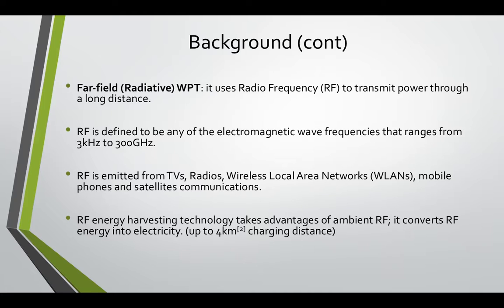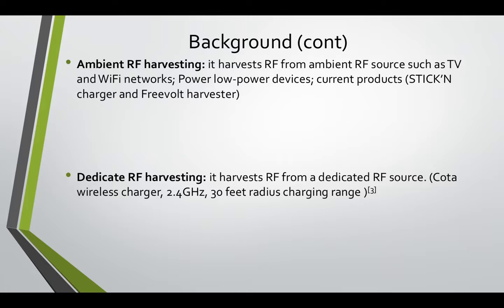RF energy harvesting technology takes advantage of ambient RF, and it converts RF energy into electricity. The charging distance of far-field wireless power transfer can reach up to 4 kilometers. RF energy harvesting technology is also categorized into two types: ambient RF harvesting and dedicated RF harvesting. Ambient RF harvesting harvests RF from ambient RF sources such as TVs and Wi-Fi networks.